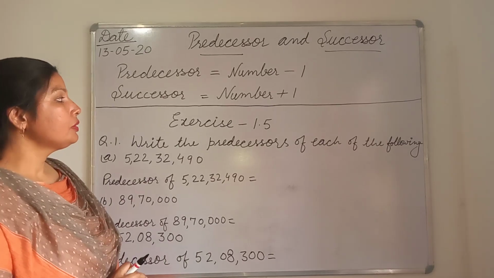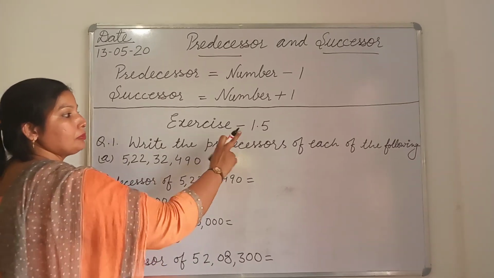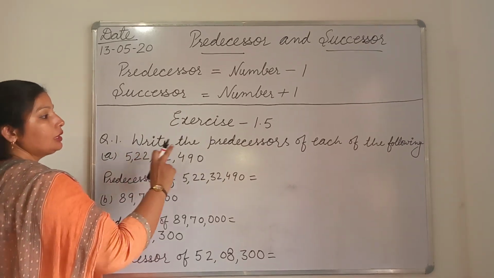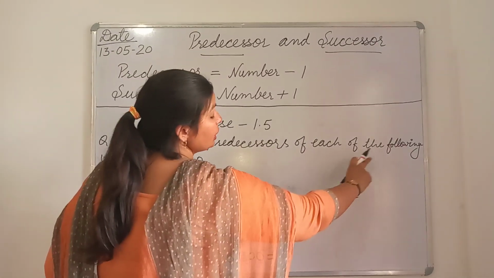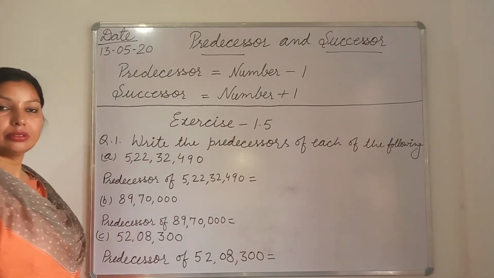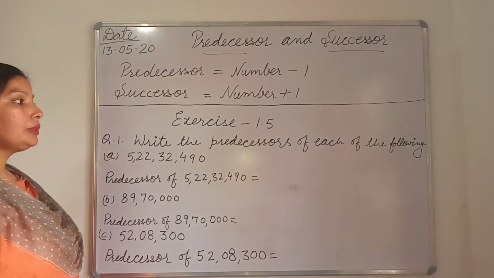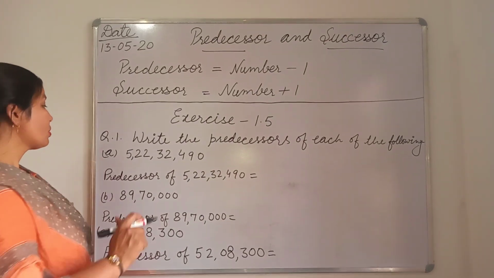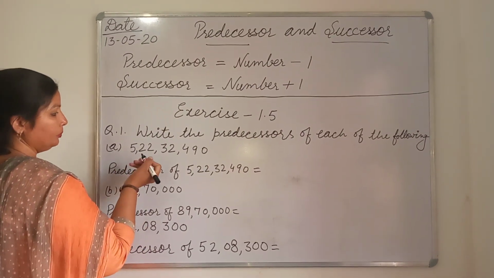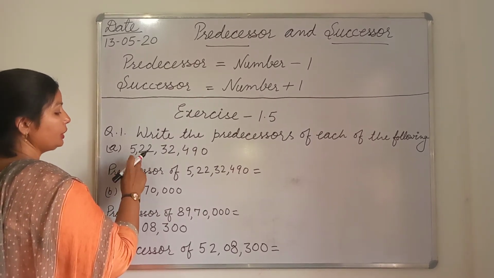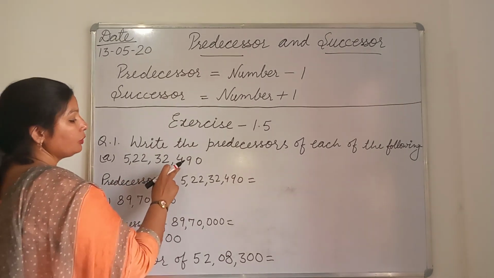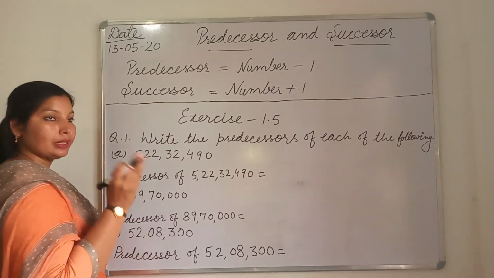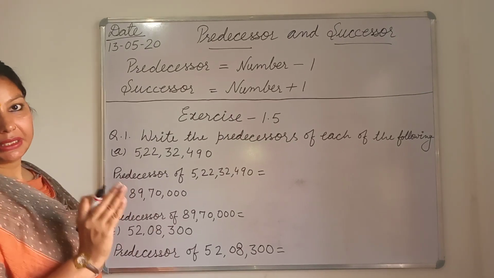Okay, so now we will start our next exercise, exercise 1.5. Here is the first question. Write the predecessor of each of the following. So how will you write the predecessor? By subtracting 1. Here is the A part, 5 crore 22 lakhs 32,490. From that, when you do minus 1, you will get its predecessor.